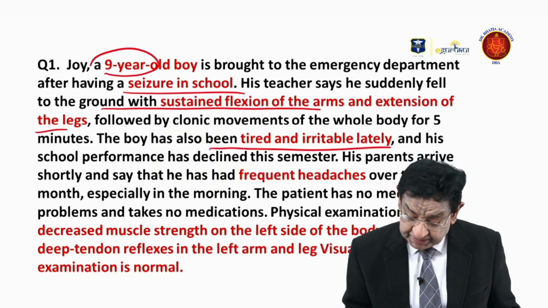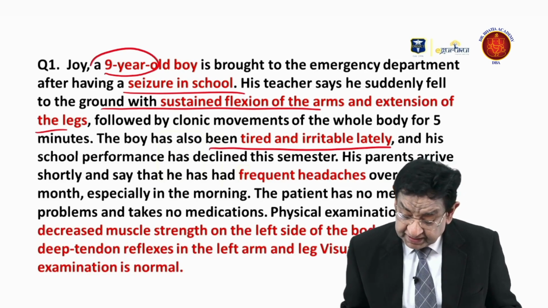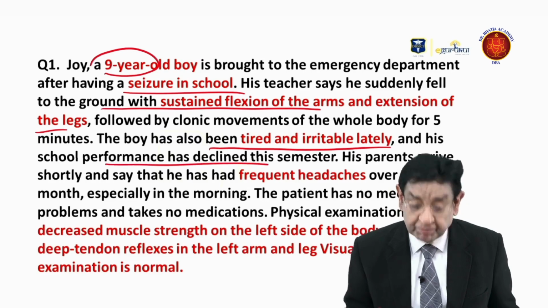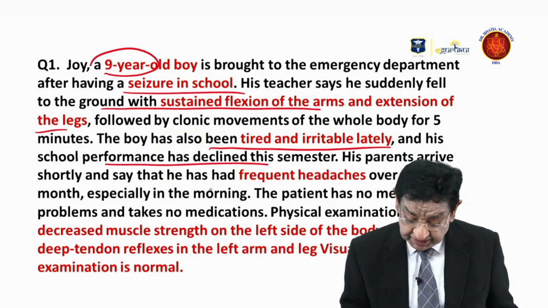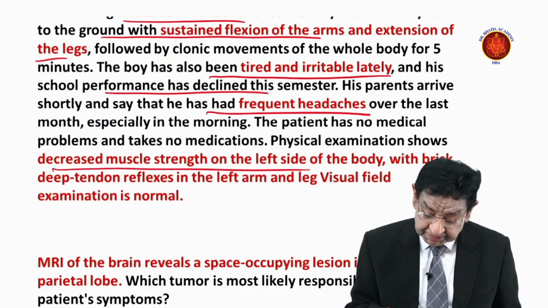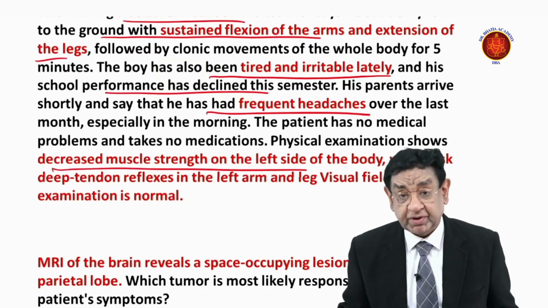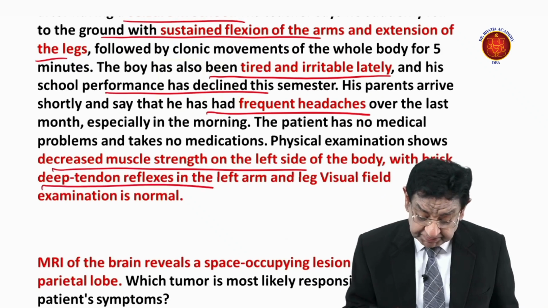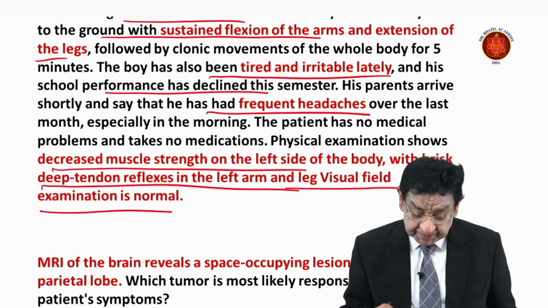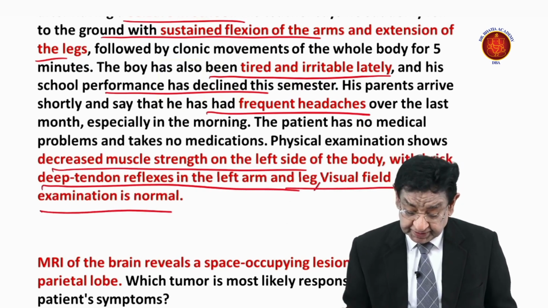The child has been tired and irritable lately, and school performance has declined. Frequent headaches are there, and there is decreased muscle strength in the left side of the body. Brisk deep tendon reflexes in the left arm and leg. Visual field examination is normal.